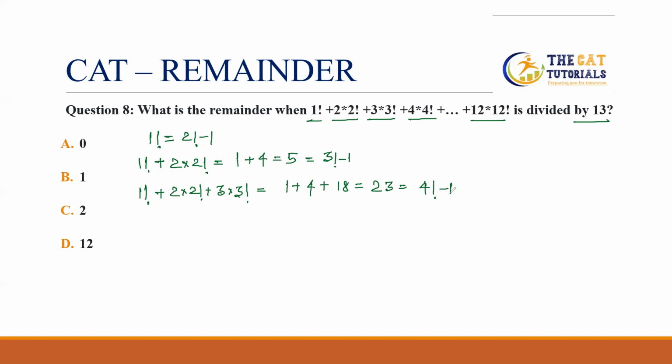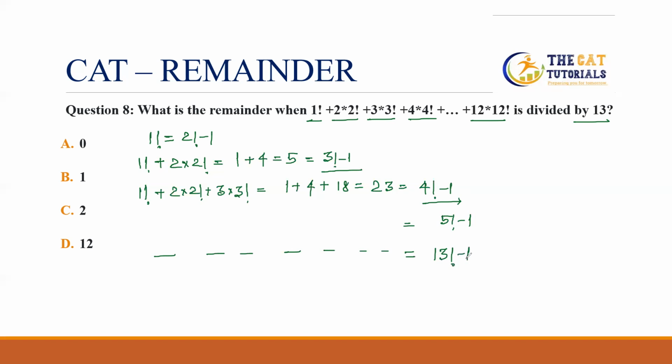So students, here you can develop the general approach. The sum of the first term is 2 factorial minus 1. The sum of the first two terms is 3 factorial minus 1. The sum of the first three terms is 4 factorial minus 1. Whenever we take the sum of the next terms, it is 5 factorial minus 1. When we generalize this concept, we can say that the sum of the first 12 terms is 13 factorial minus 1.